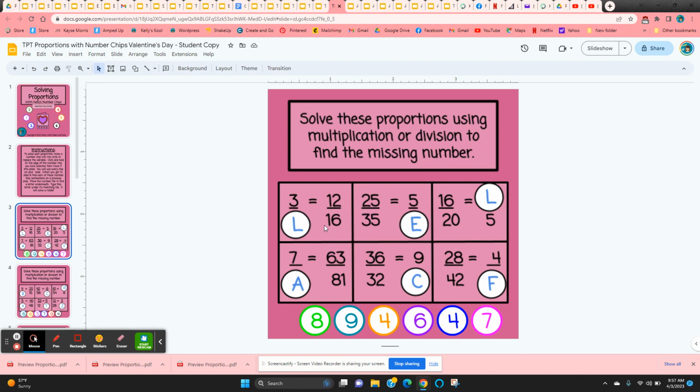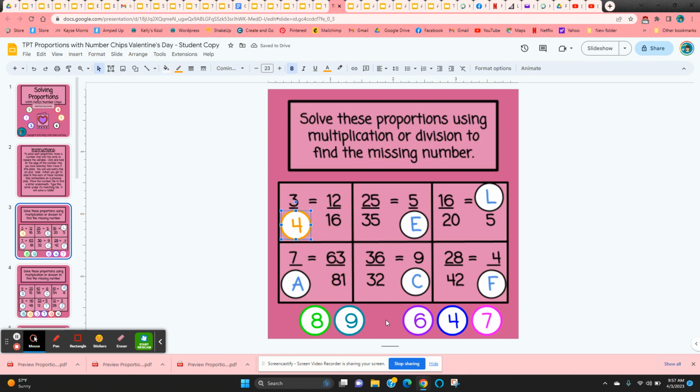So if they look at the first one, they know that they have to multiply 3 times 4 to get 12. So what number would they multiply times 4 to get 16? So they are going to click and hold on the edge of their 4. As they're holding, then they can move it into place.